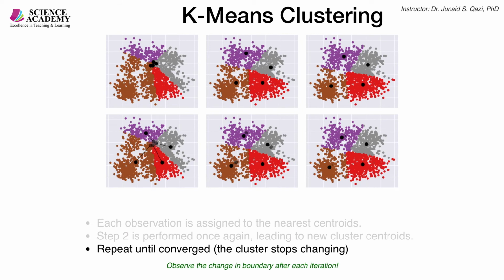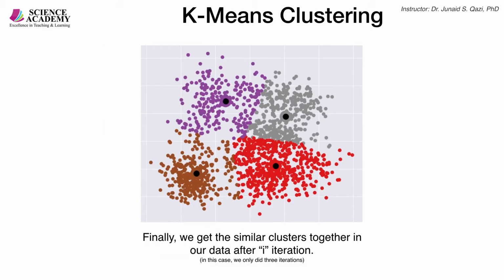So we repeat these steps until converged. Converged means the clusters stop changing. So finally, we get similar clusters together in our data after an iteration. In this example, we only did 3 iterations. So in this case, we had k equal to 4.